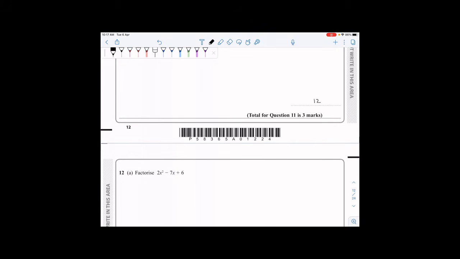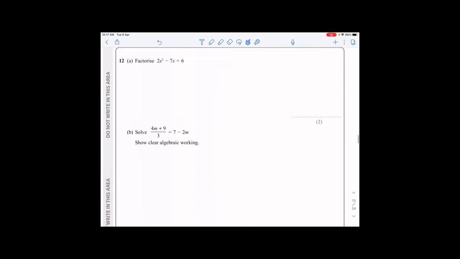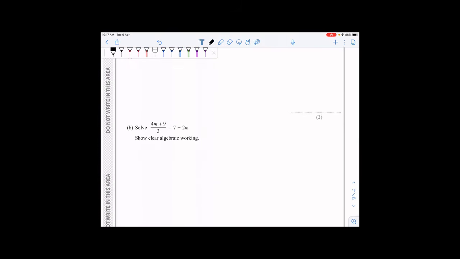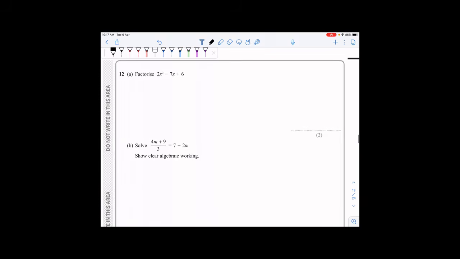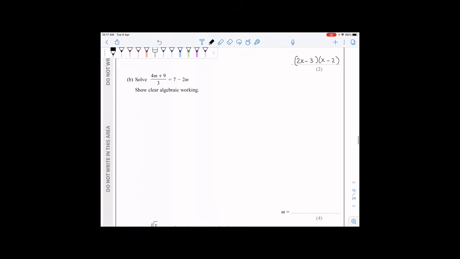In 12, we need to factorize 2x squared minus 7x plus 6, which can be split into two brackets. I have a 2x and an x. I need to make 6. I will put a 3 and a 2, and both of them have to be negative to give me the plus 6 and the minus 7x as the middle term.